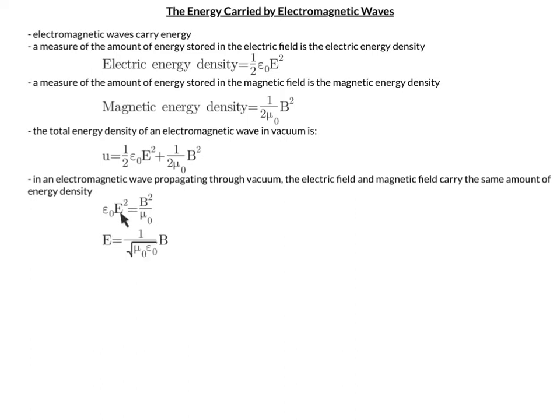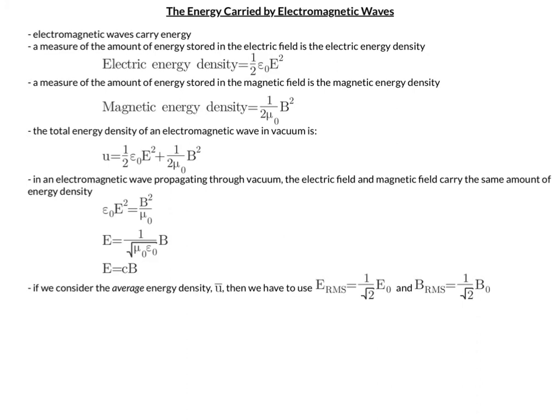Then if we solve for the electric field by dividing both sides by epsilon naught and taking the square root, we end up with the electric field being 1 over square root of mu naught epsilon naught times B. And we've seen that c, the speed of light, is 1 over square root of mu naught epsilon naught. So then the relationship between the electric field in an electromagnetic wave and its corresponding magnetic field is: electric field is the speed of light times the magnetic field.